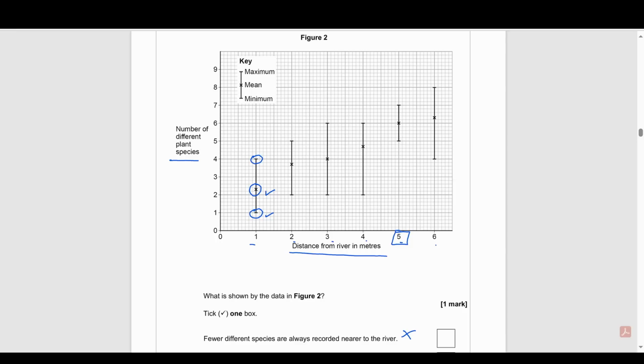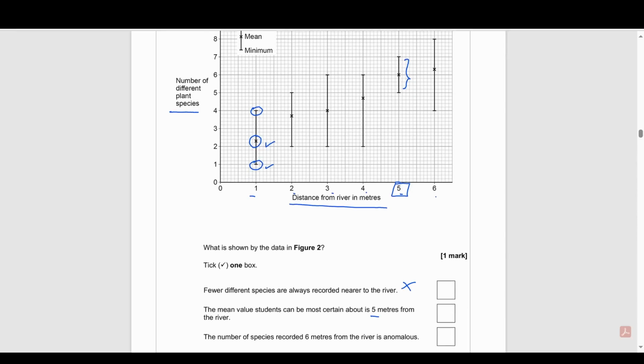And the best way for us to view that would be for the bars to be shortest. And in this case, if we compare 5 to all the others, it is the shortest. So this is correct.